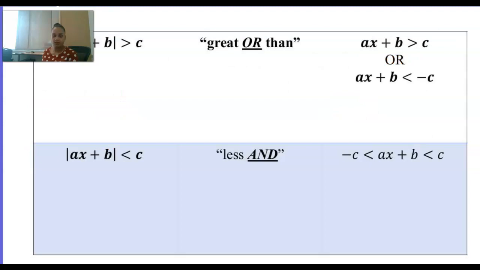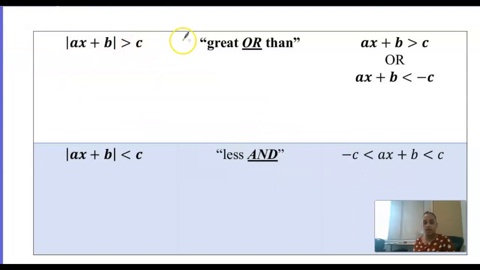Let's look here. This is a general rule of thumb that comes in handy. It says "great-or": if you think of greater than, greater, or for greater. And look at how this absolute value inequality looks. I have my absolute value and a greater sign and then c, and this is how my "or" would be graphed. And then for less than, or "less-and," this is how I would write my solution set.